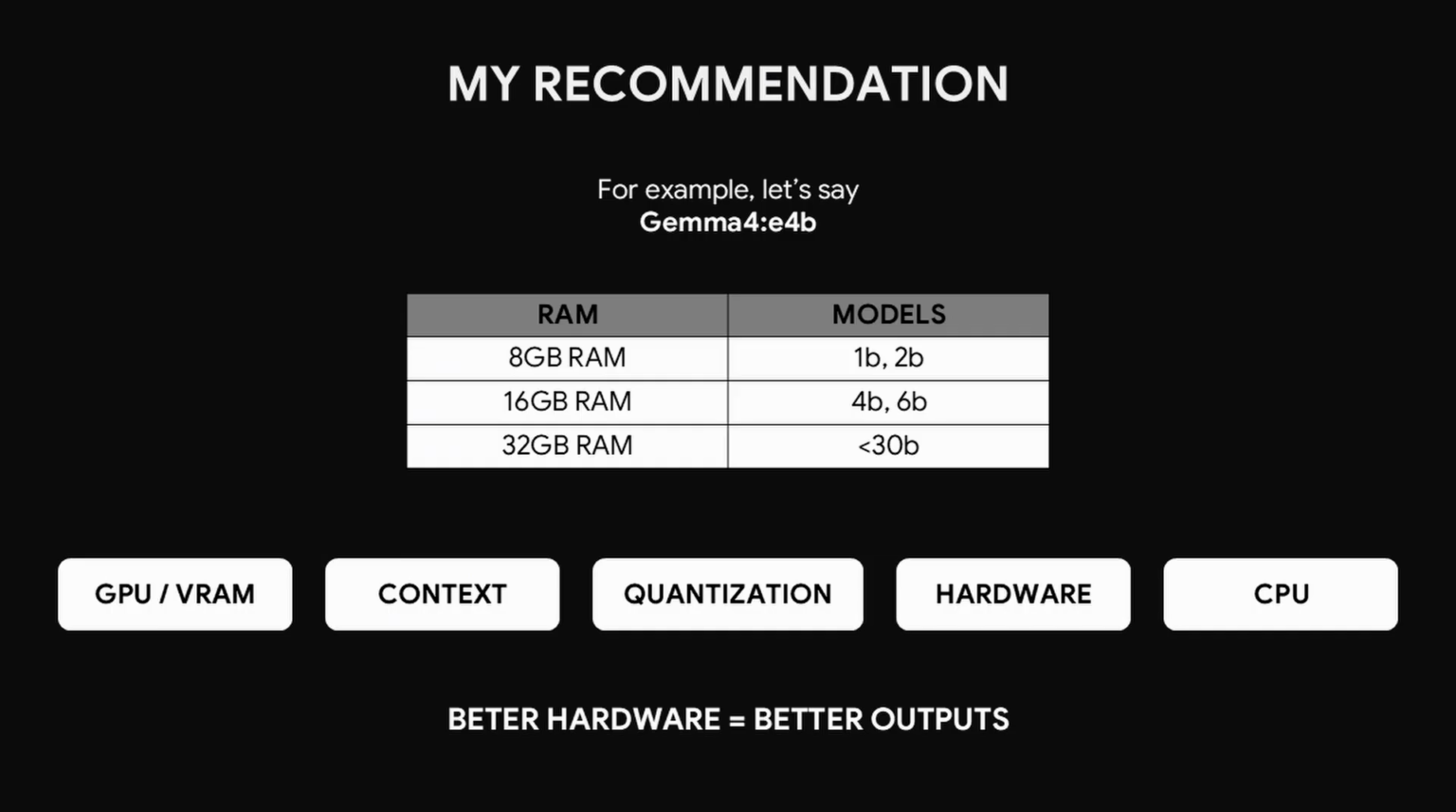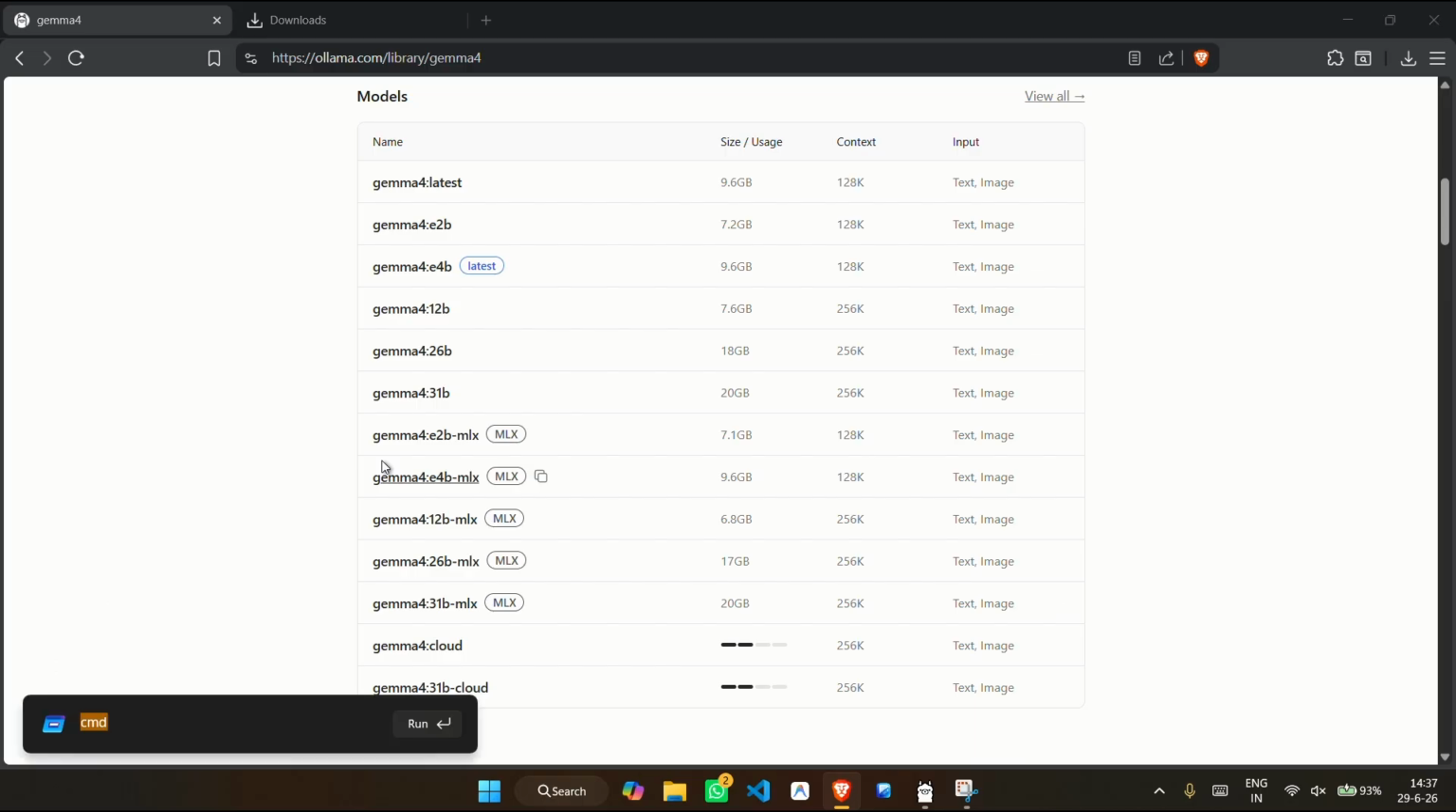If your PC has 8GB RAM, start with 2B, 4B models. If you have 16GB RAM, start with 4B, 8B models for the best balance between speed and quality. If you have 32GB RAM with a dedicated GPU, you can comfortably run larger models. Keep in mind that model performance doesn't depend on model size alone. It also depends on CPU, GPU, RAM, context length and quantization. In simple words, better hardware delivers better AI performance.